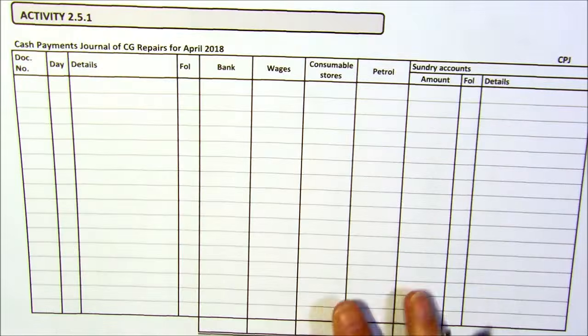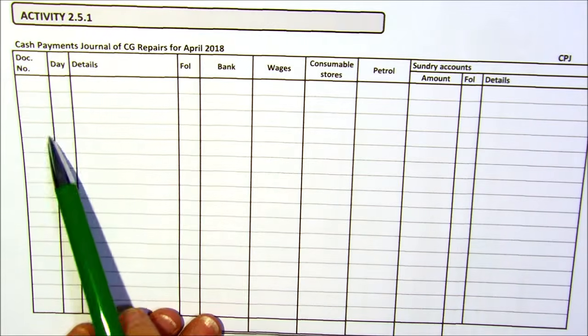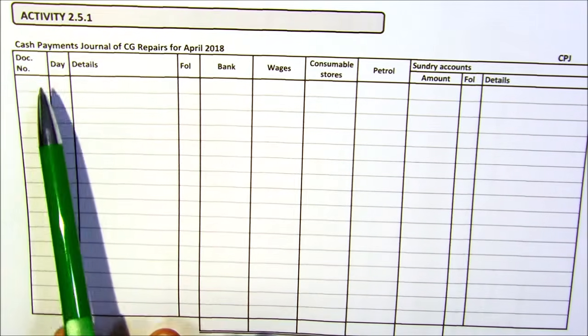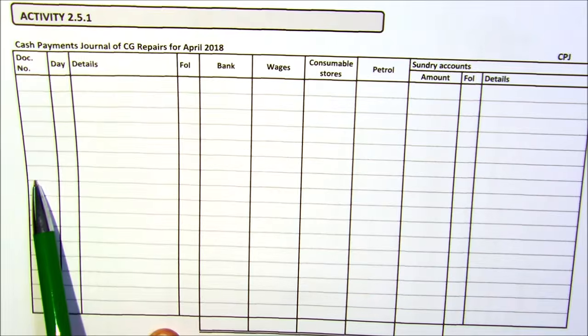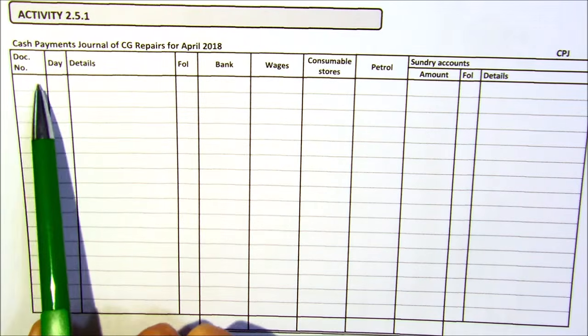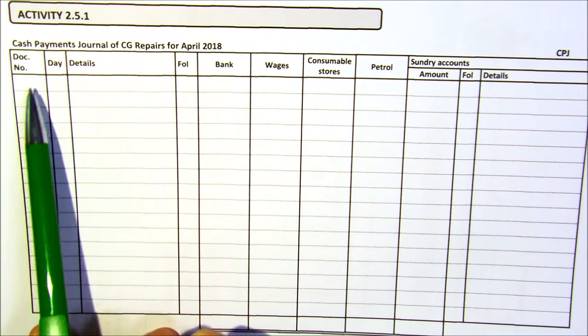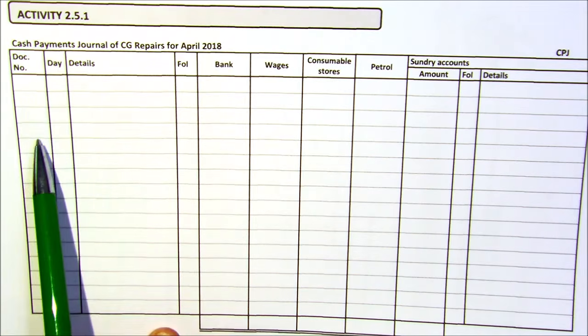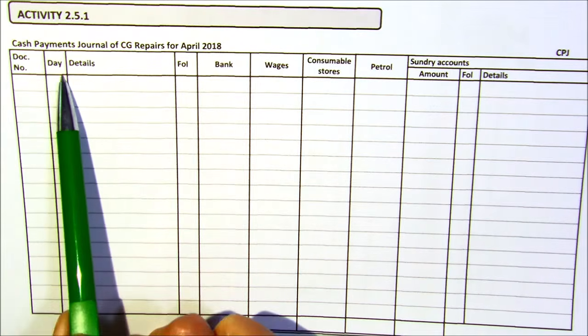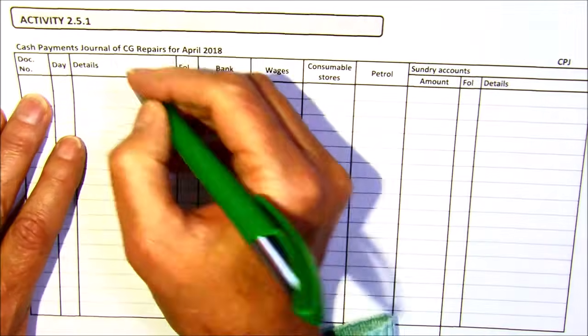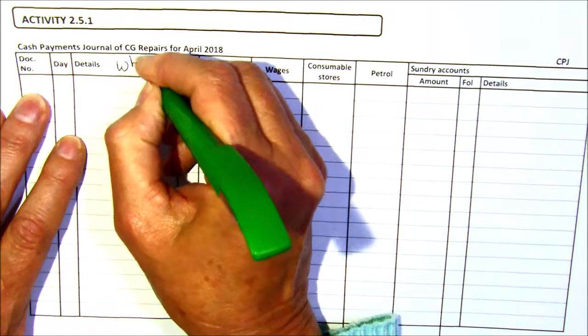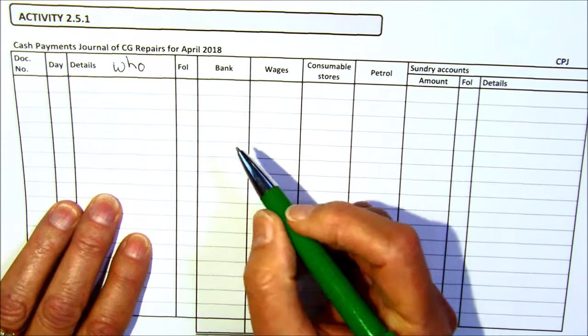Now, if we look at the columns quickly of the cash payments, we'll still have our document number, and to a large extent these will be checks, because at this stage we're still working with the assumption that the business is paying with a check, but it could be EFTs. Again, the day, and then the details, just like in the cash receipts journal. Who are you paying this to?